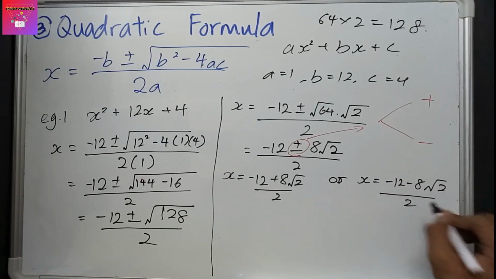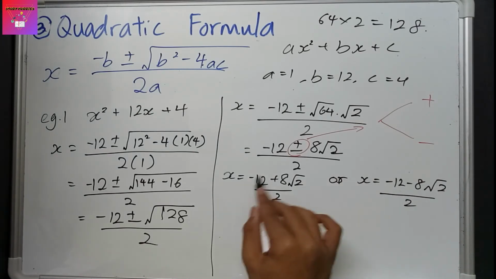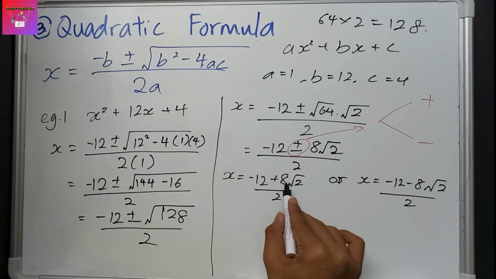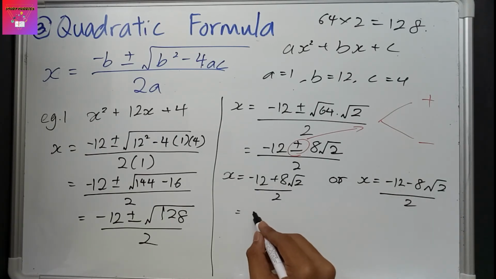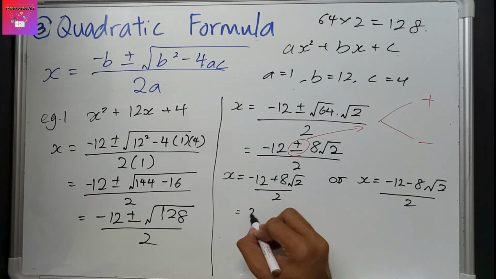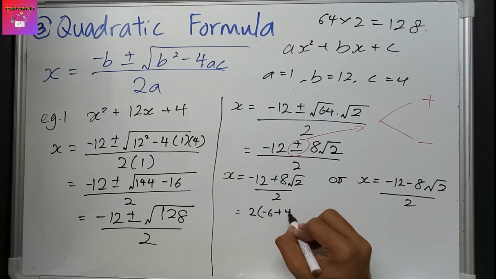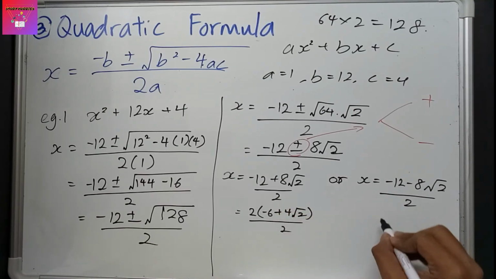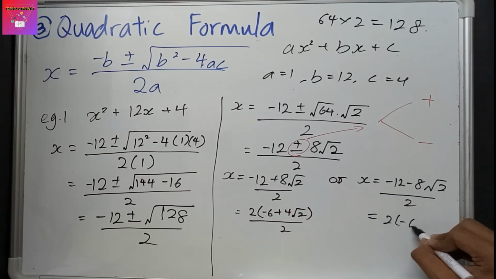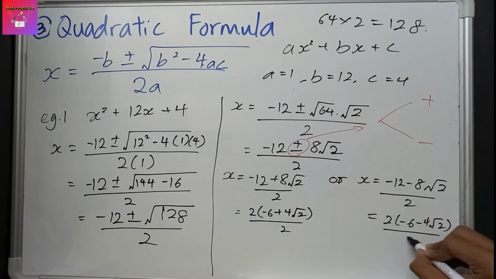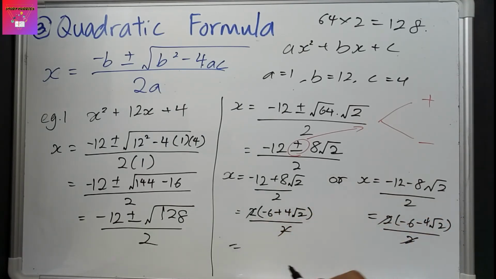root 2 over 2. Okay, so let's try to remove the denominator 2. Since we realize that these are multiples of 2, we can simplify it into 2 times negative 6 plus 4 root 2 over 2, and the same goes here, negative 6 minus 4 root 2 over 2. So therefore you can just cut off the 2, and thus we are going to get our answer of x equals negative 6 plus 4 root 2, or x equals negative 6 minus 4 root 2. And therefore this is the answer for this quadratic formula question.